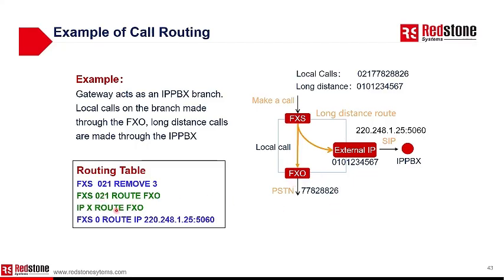And for any calls from IP, route to FXO as well. However, for long distance, starting with 0, this one, it goes directly to the IPPBX. So we have that route to IP 220.248.1.25. So these are examples of the call routing, and we have stated more examples in our RGW manual.